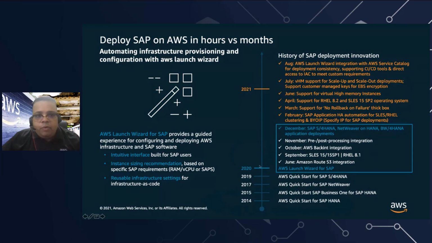In April of 2020, we announced AWS Launch Wizard for SAP, which moved the automation to a completely new level with our new user experience and new tool. It is designed for new SAP workload deployments on AWS, as well as to migrate existing on-prem SAP workloads to AWS. That's what we are going to see today.